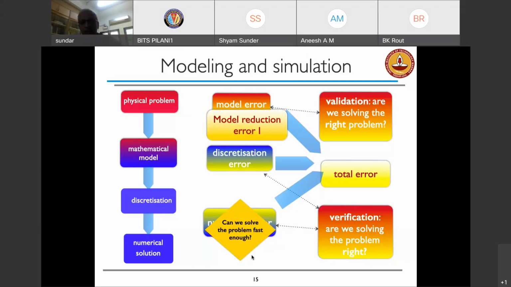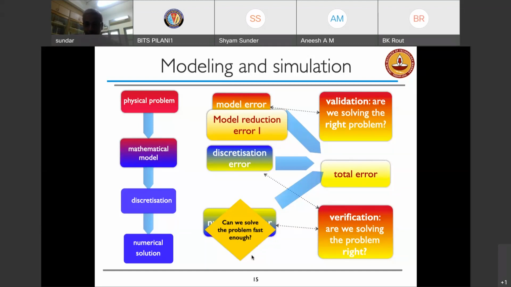Put together, there is one thing called a model reduction error, where people try to improve the way the physical problem is represented using a mathematical model. For example, if a physical system is anisotropic in nature, and you try to use an isotropic material model, that introduces what is called a model error. And now, to reduce it, we might have to improve the constitutive model.